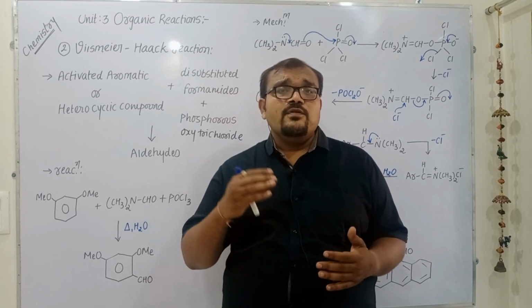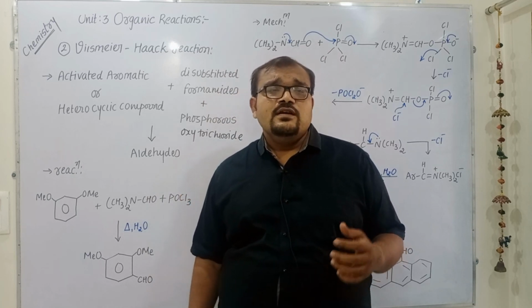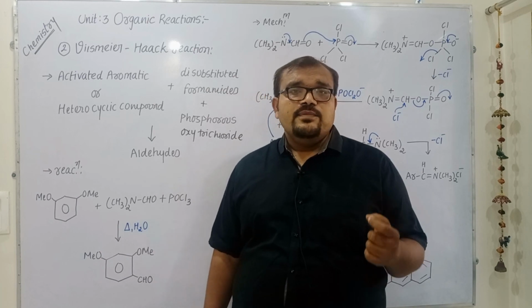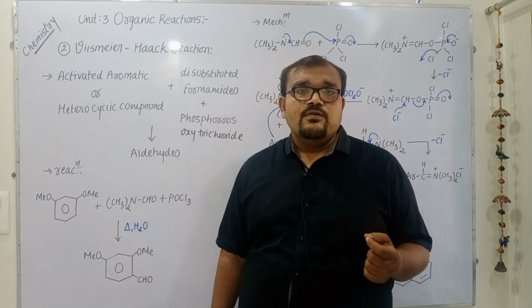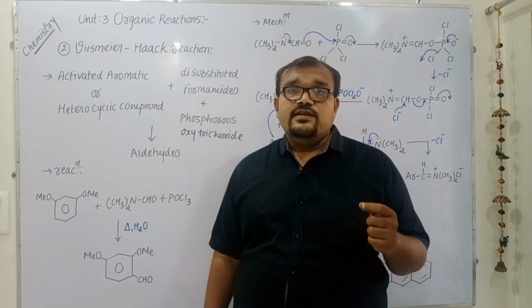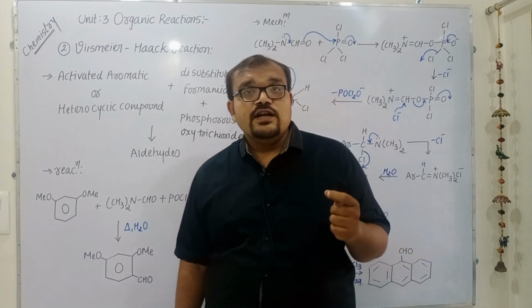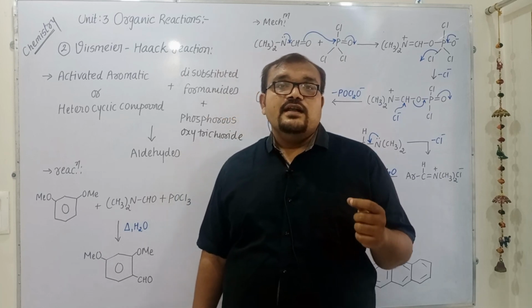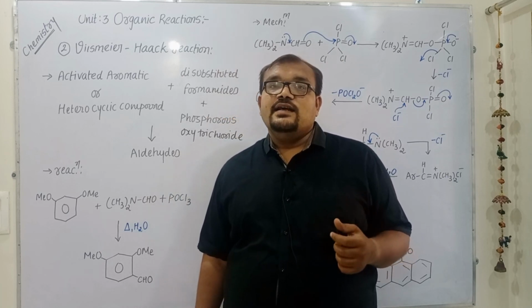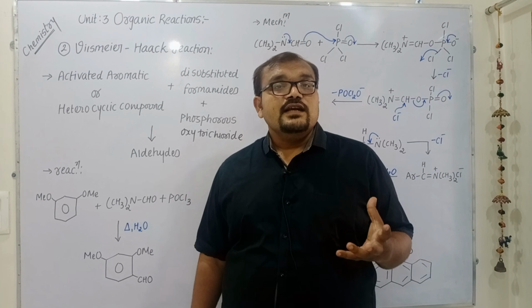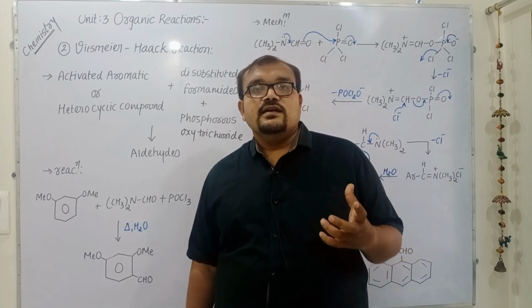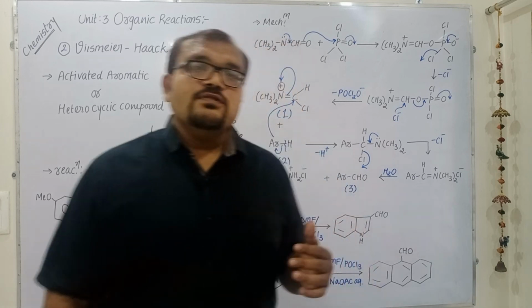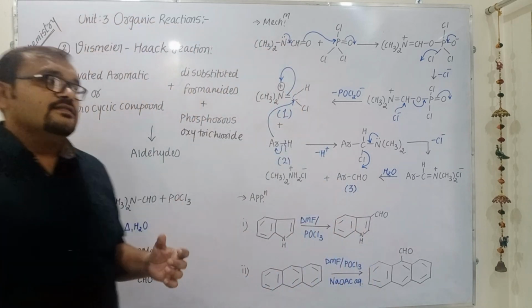Which type of conversion is actually carried out in this reaction? Any activated aromatic or heterocyclic compound, when reacted with disubstituted formamide and phosphorus oxychloride, will give us an aldehyde. This conversion is known as the Vilsmeier-Haack reaction. So how is this reaction carried out? Let's see.